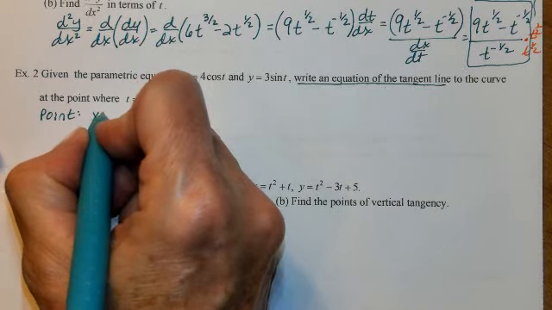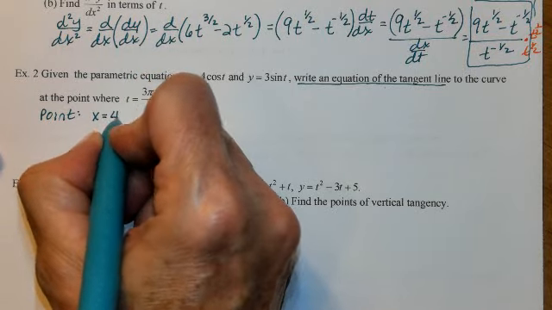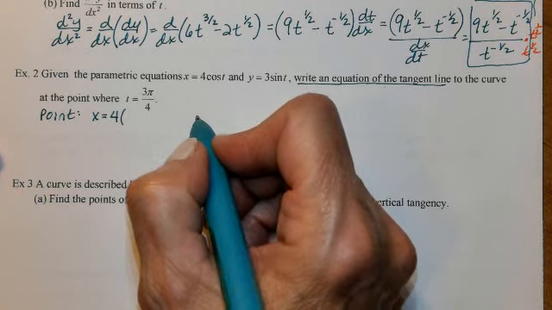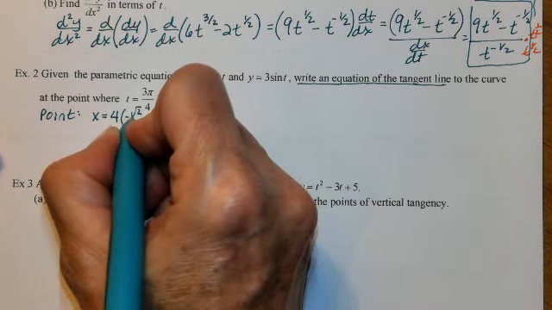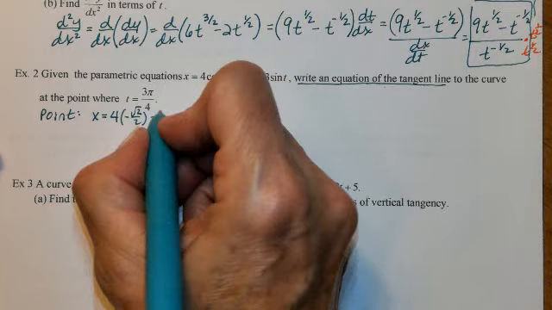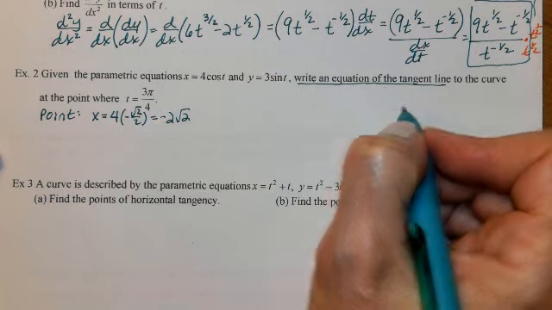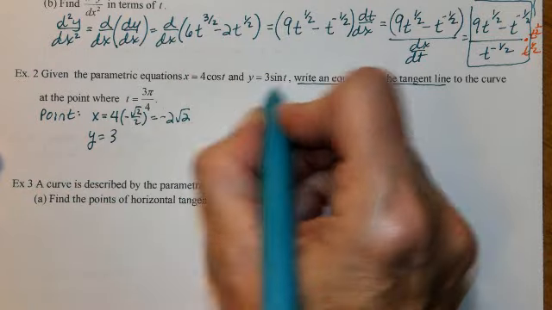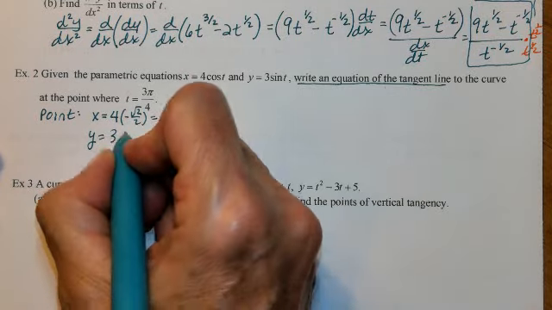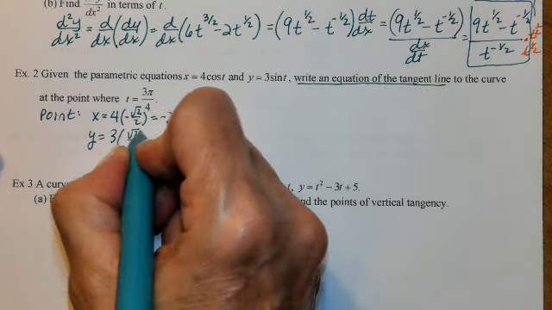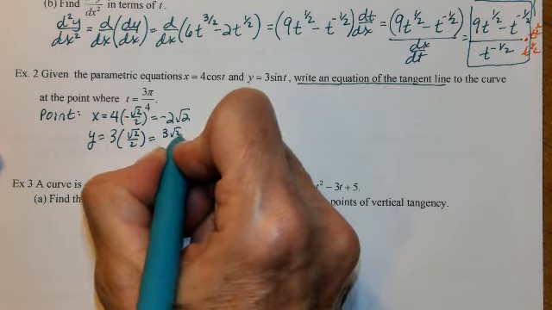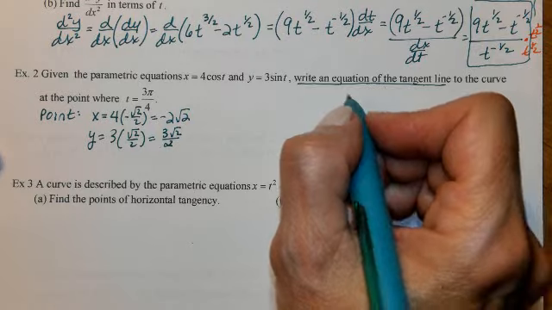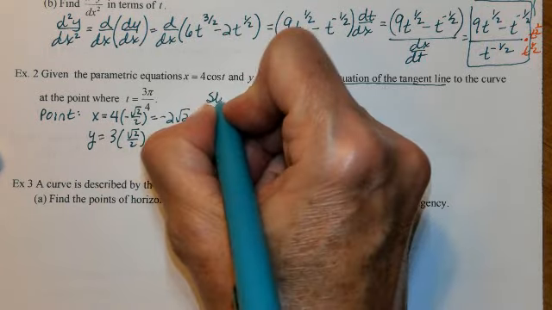So the x-coordinate will be 4 times cosine of 3 pi over 4. Cosine of 3 pi over 4 is negative square root of 2 over 2. So x will be negative 2 square root of 2. Y will be 3 sine of 3 pi over 4. Well, sine of 3 pi over 4 is square root of 2 over 2. So we can't do anything with that, so we leave it like that. Okay? So that's the slope. I'm sorry, that's the point. Now it's time for our slope.